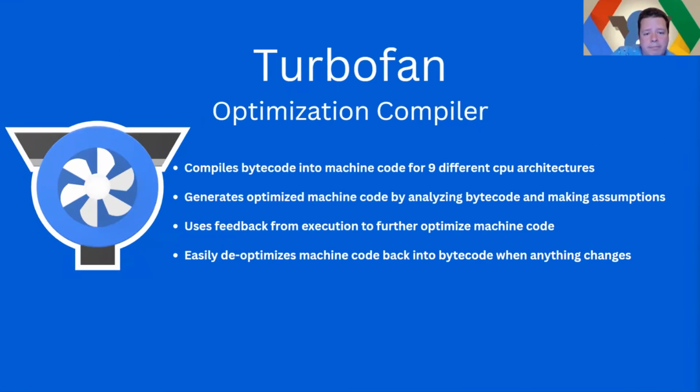Which brings me to Turbofan. This is our optimization compiler. It takes the feedback from Ignition and turns the bytecode into optimized machine code by making assumptions based on the data types that have been seen. If necessary, it can also de-optimize machine code back into bytecode and send it back to Ignition. Currently, Turbofan can compile machine code for 9 different computer architectures, which if you had to do it all one by one would take quite a long time.